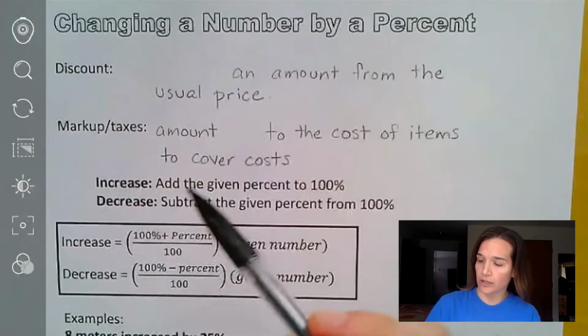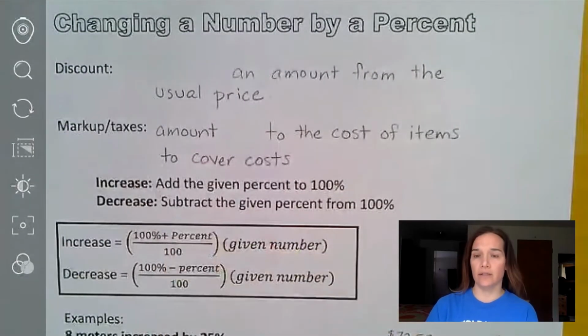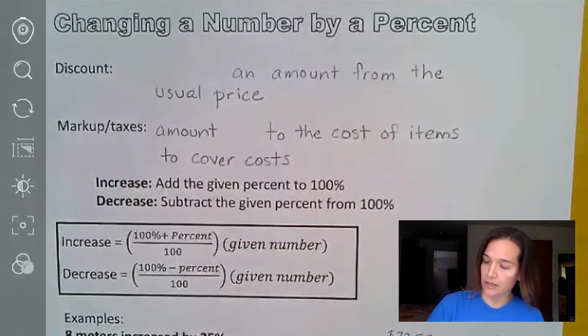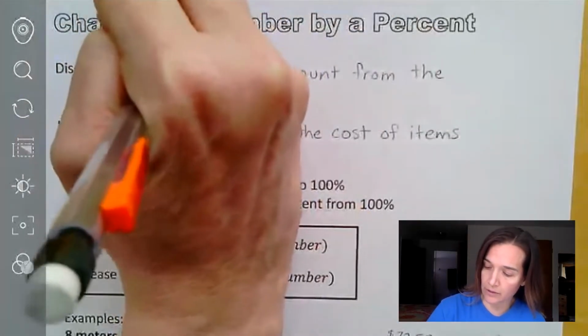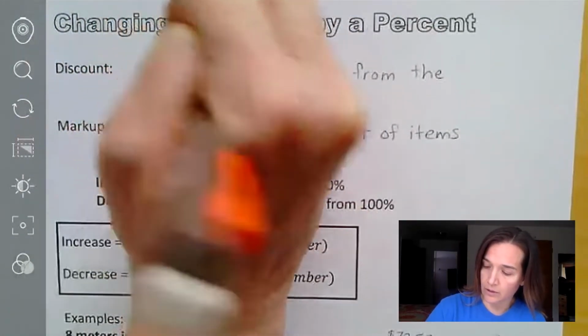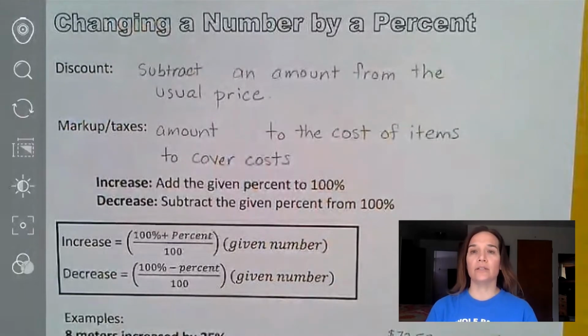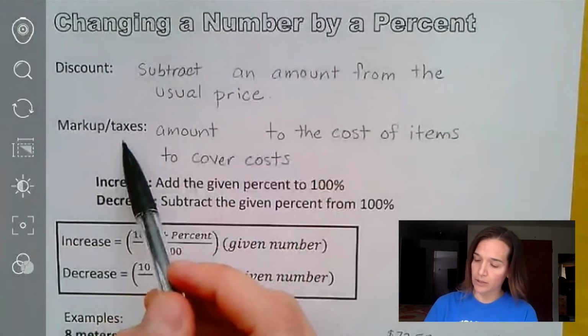Today we're going to be looking at markups or taxes and also discounts, and finding out when a price changes by a certain amount how much that new amount is. First off, a discount is basically when you deduct or subtract an amount from the usual price. You see these often in stores. If you go to buy something and the store says 30% off, then you get to take money off of the original price.